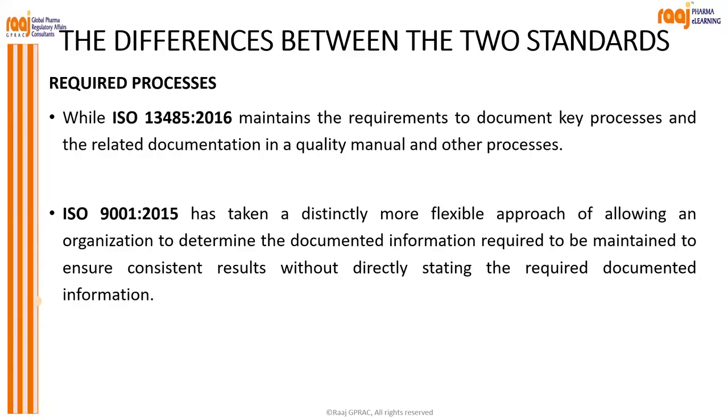Then we talk about the required processes. ISO 13485:2016 maintains the requirement to document key processes and the related documentation in a quality manual and other processes. Whereas ISO 9001 has taken a distinctly more flexible approach of allowing an organization to determine the documented information required to be maintained to ensure consistent results, without directly stating the required documented information.